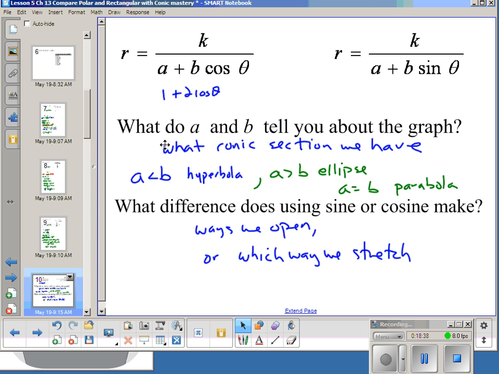Yeah. So hopefully you have a little better understanding of how the conic sections come out of polar graphs and how to convert some polar graphs.